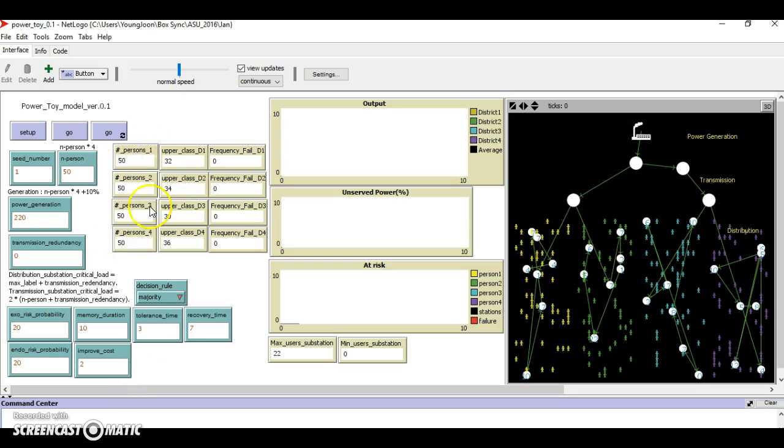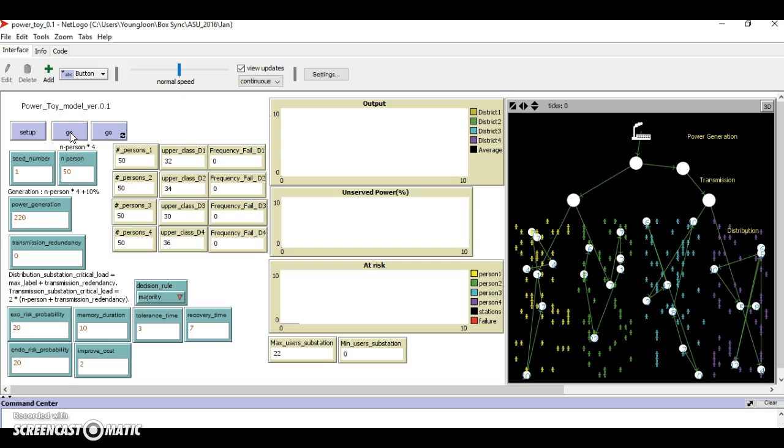And look at this. This output window shows us how many people are in each district, and this is the ratio of upper class in districts 1, 2, 3, 4. So we have 3 classes: upper class, middle class, and lower class. And these windows show the ratio of upper class people in districts 1, 2, 3, 4. And this is the frequency of failures in districts 1, 2, 3, 4. All these output windows will show the relocation pattern of upper class people.